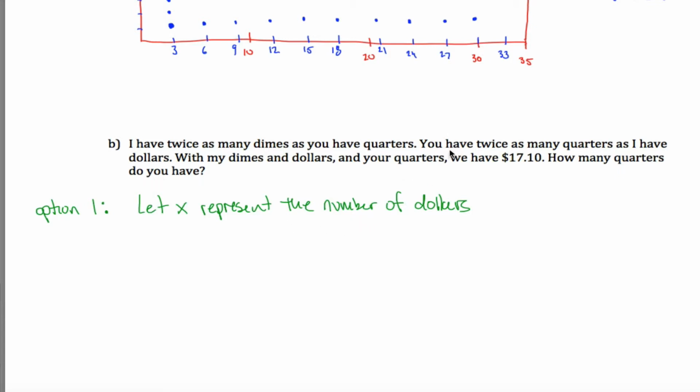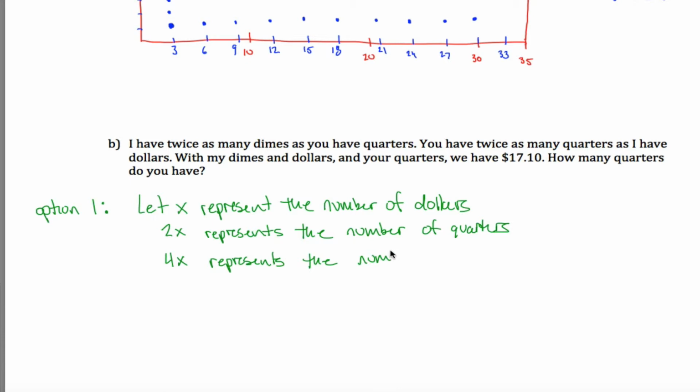And the reason why is you have twice as many quarters as I have dollars. So if X represents the number of dollars, 2X would represent the number of quarters. And if 2X represents the number of quarters, and I know that I have twice as many dimes as you have quarters, then twice 2X, aka 4X, represents the number of dimes.